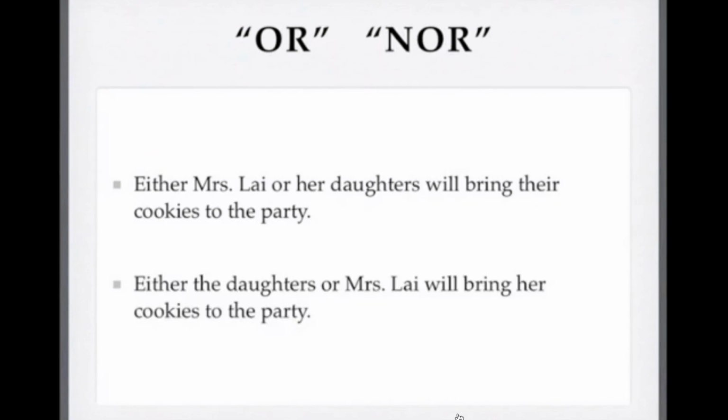Now if I switch, I also have to switch the pronoun. Either the daughters or Mrs. Lai will bring her cookies to the party. I find the verb, will bring. I focus in on the subject closest to the verb, Mrs. Lai. I make the pronoun match Mrs. Lai. So Mrs. Lai is singular, her is singular. Mrs. Lai is feminine, her is also feminine.